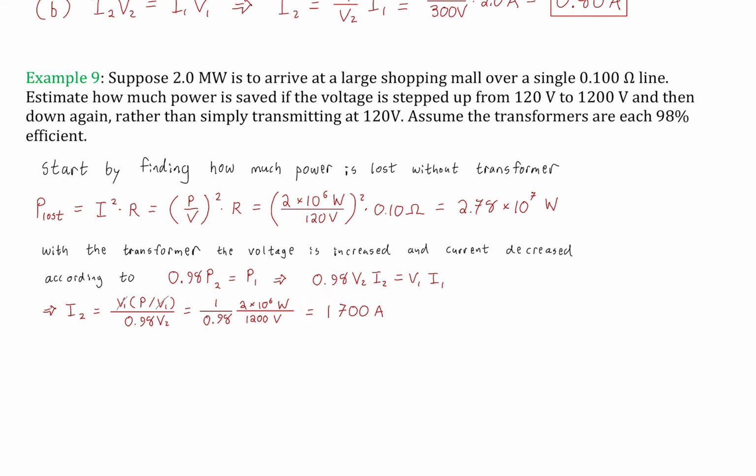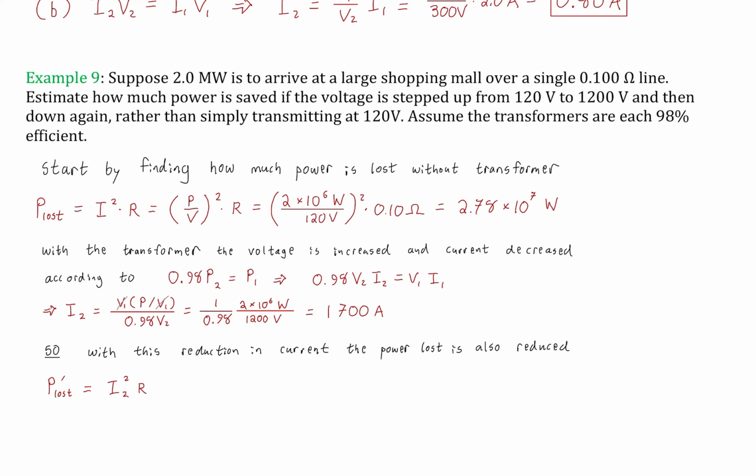Again, we didn't solve for the initial current, but it's a lot more than 1700. I think it was in the hundreds of thousands, maybe about a million amps. So here we have a much reduced current. It would be reduced even more if it weren't for the slight inefficiency. With this reduction in current, the power loss is also reduced, because the power loss depends on the current. Less current means less power loss in the line.